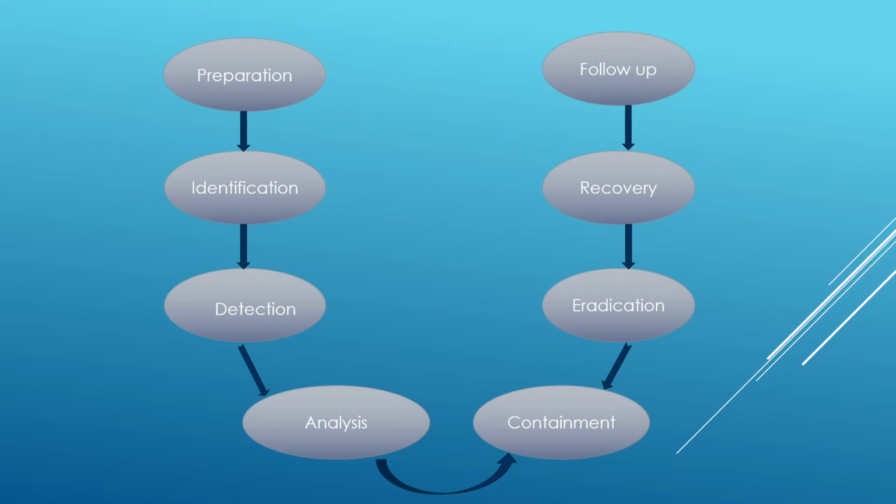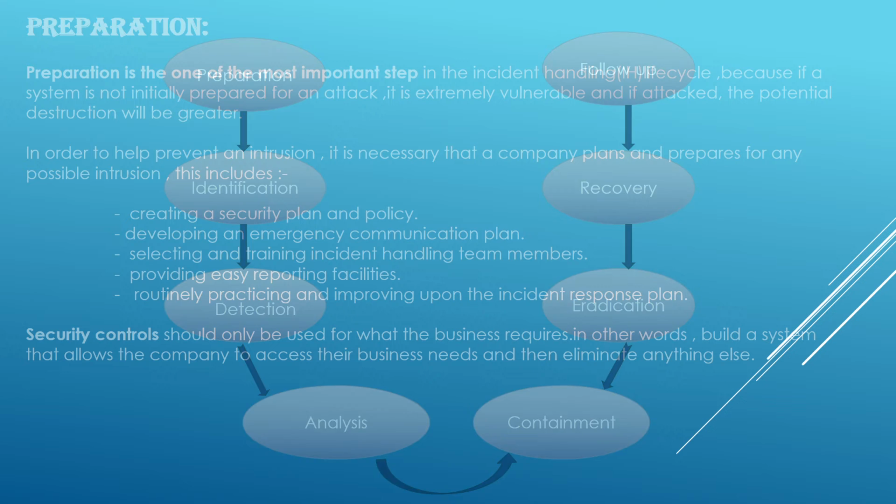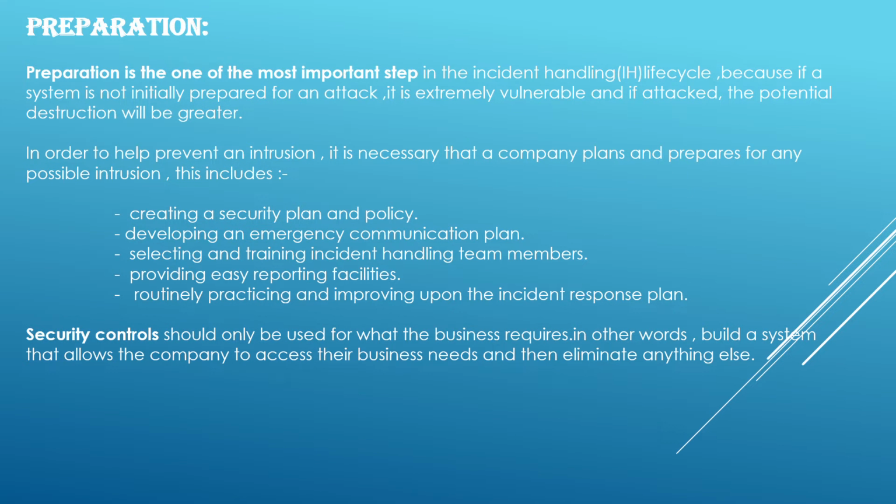This is the flowchart of incident handling: preparation, identification, detection, analysis, containment, eradication, recovery, follow up. Preparation is one of the most important steps in the incident handling life cycle, because if a system is not initially prepared for an attack, it is extremely vulnerable, and if attacked, the potential destruction will be greater.